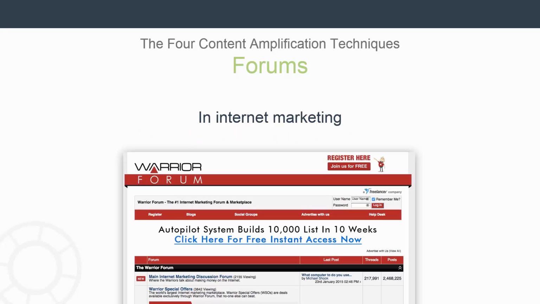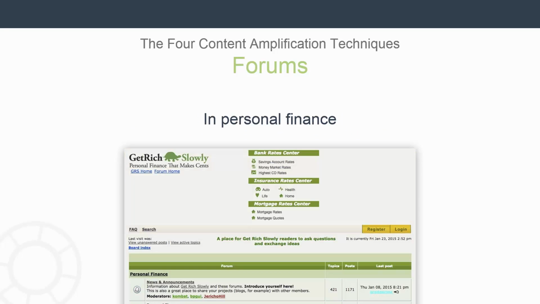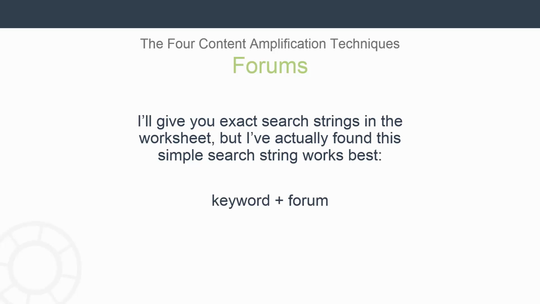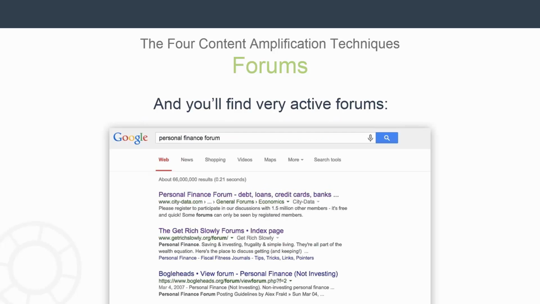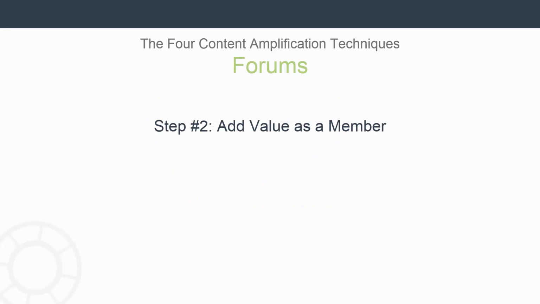And that's true in internet marketing, in the low-carb diet world, in personal finance, you name it, there's a forum. Now, I'll give you exact search strings you can use to find forums in the worksheet, but I've also found that this simple search string, forum plus keyword or keyword plus forum, works best. For example, if your Power Page is about saving money, you literally just Google saving money forum, personal finance forum. Simple, but effective, because that'll show you very active forums.